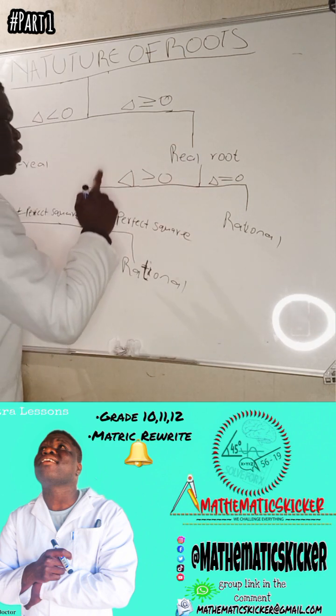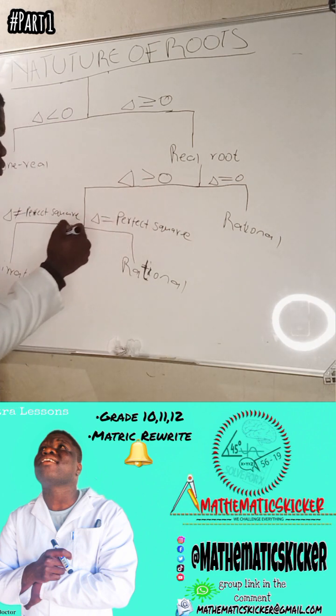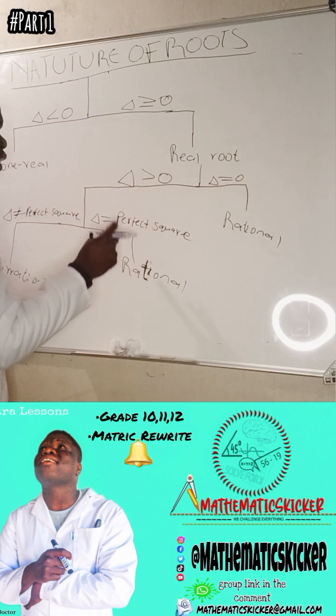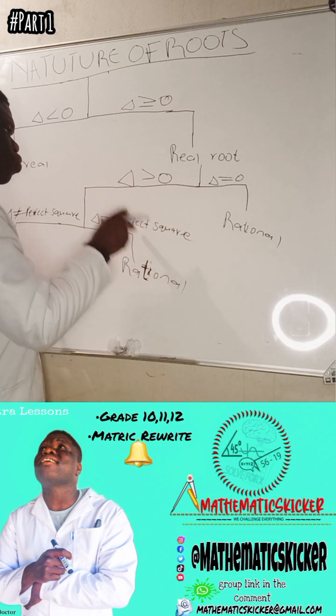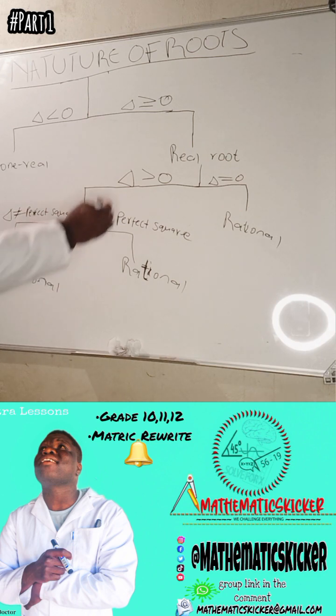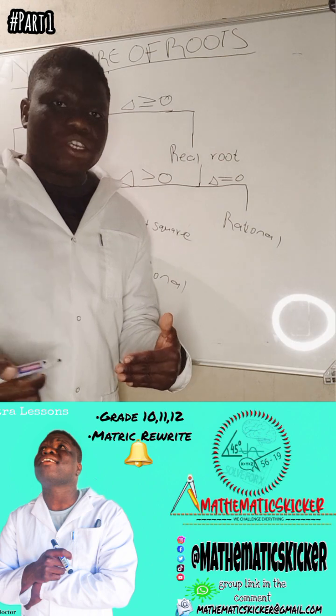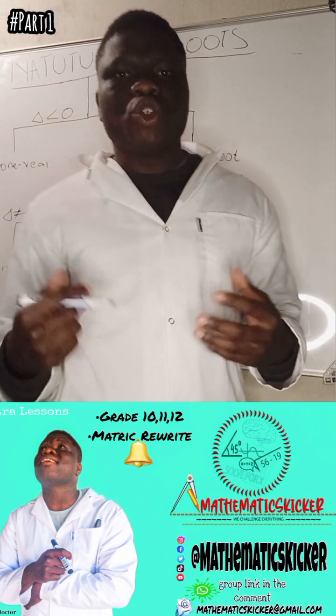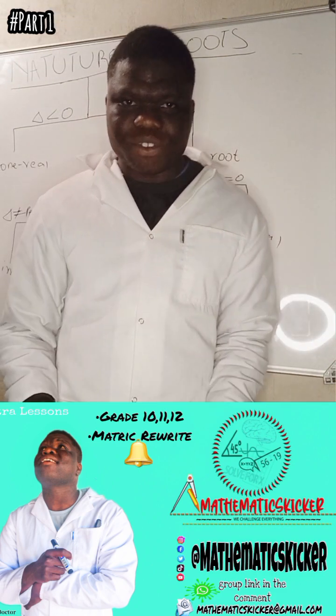If the discriminant is greater than 0, for it to be rational, the discriminant must be a perfect square. For it to be irrational, our discriminant must not be a perfect square. You must understand this table to understand the nature of roots. We'll do a couple of examples in the next video.